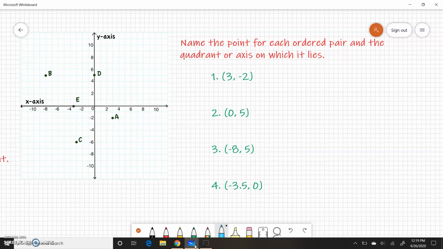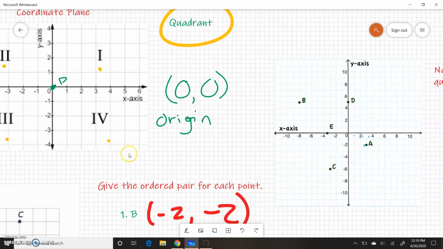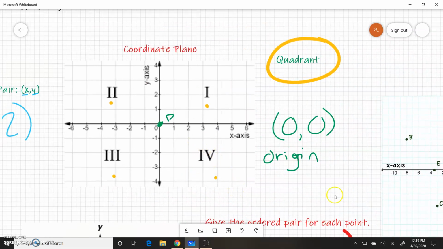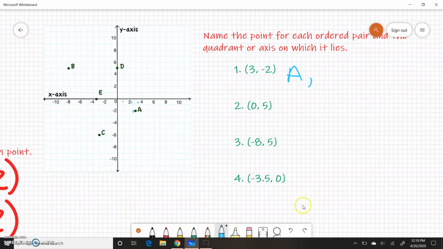So 3, 2. So 3 is positive. So moving to the right, I'm going to count over 1, 2, 3, and down 2. 1, 2. So that leaves me with point A. So that's my first answer. And then it says which quadrant is it in? Okay, if you don't remember the quadrants, you can flip back a page, or I'm going to move over here to show you. It's in the bottom right, and the bottom right is quadrant 4. So with my answer, I'm going to use the Roman numerals for 4, which is IV.